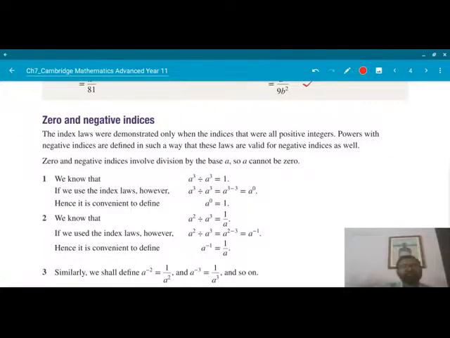And next, it is zero and negative indices. They are special cases. See, zero and negative. When it is negative, you move it to the denominator or numerator and the power becomes positive.